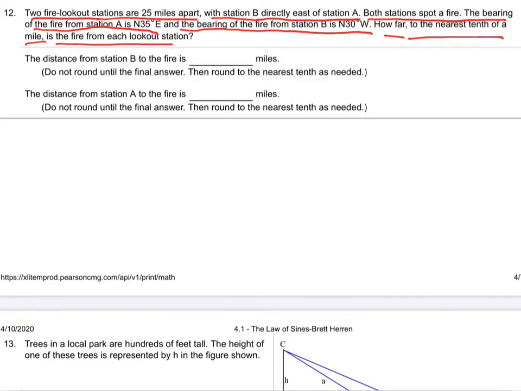So the hardest part of this problem is the drawing of the picture. That's the part that you really want to practice on your own. I'll draw it for you now, but you might want to stop this video and give yourself a second to try to draw the picture.